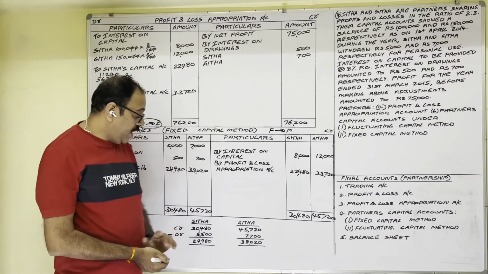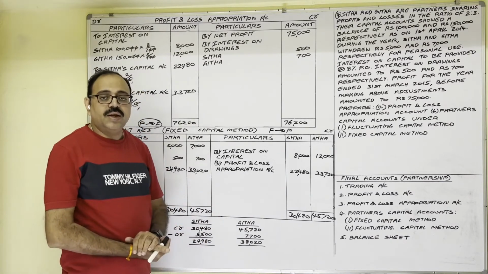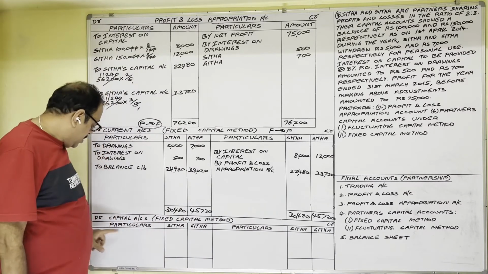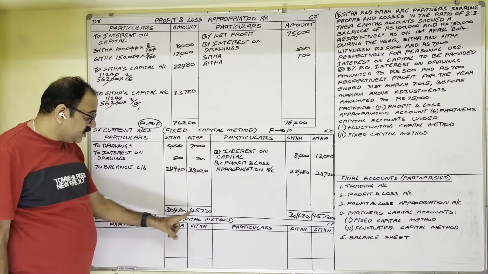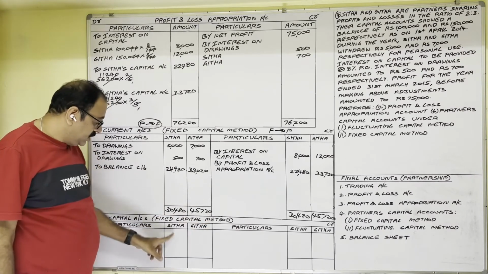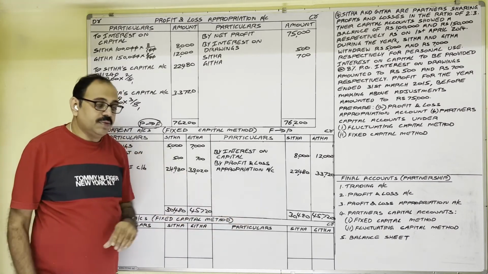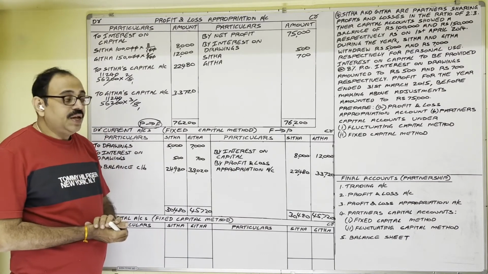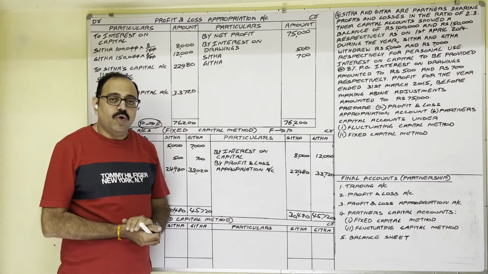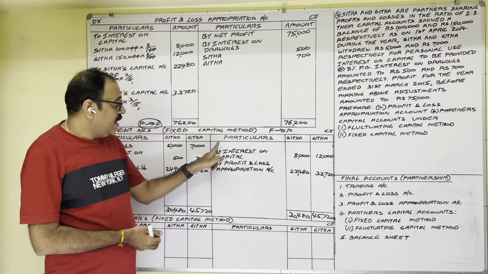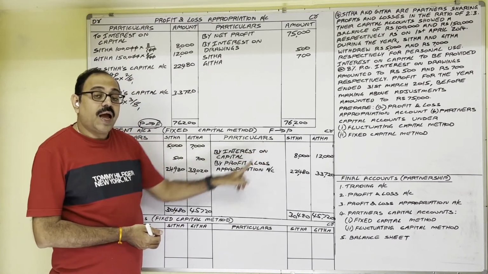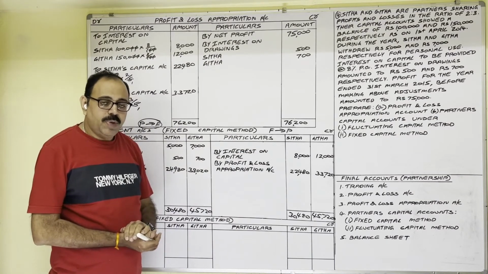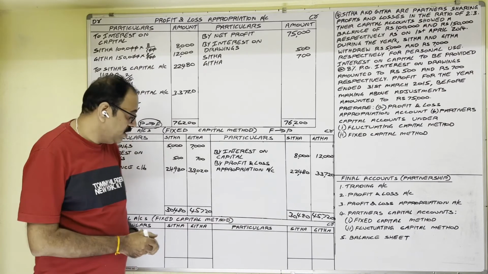Next we have to prepare capital accounts of Sita and Geeta. See, these are the capital accounts of partners. Capital accounts under fixed capital method. Particulars Sita Geeta, particulars Sita Geeta. Here only one amount we are going to show. That is their capitals, opening capitals. In current account we have not written it, no. In capital accounts we have to show them. So capital is a liability, it shows a credit balance, no. So we should write it on the credit side.